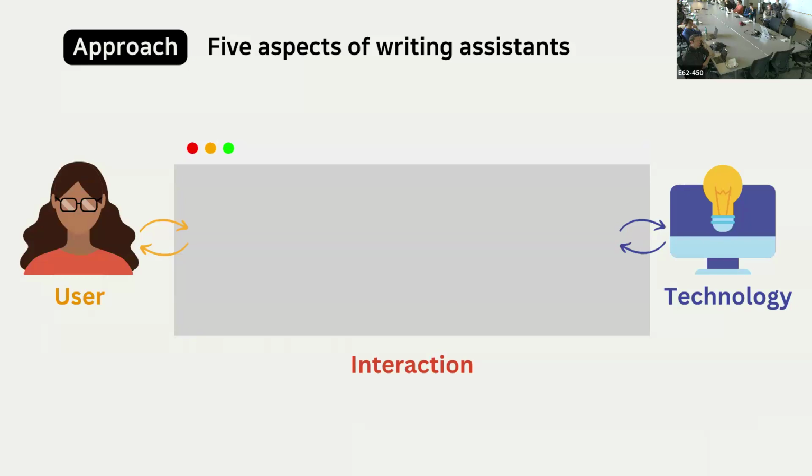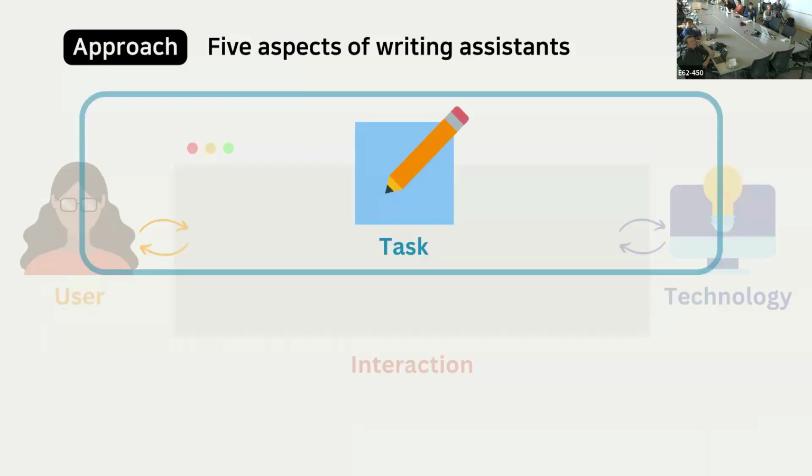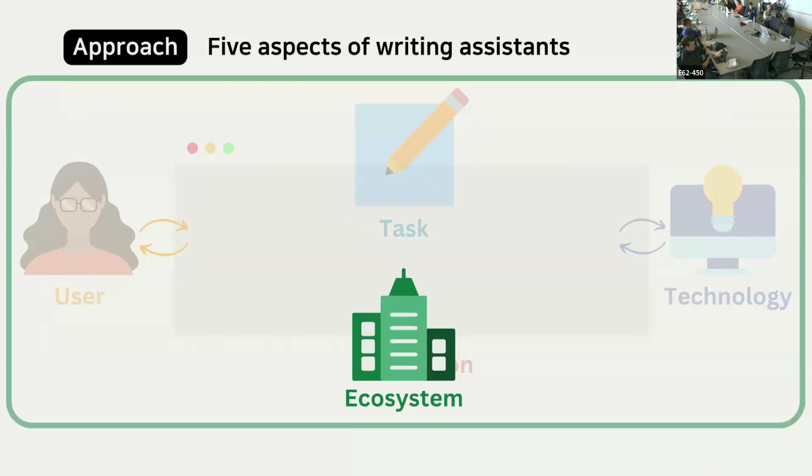And then we decided on the 5 aspects of writing assistants. The first 3 are user, technology, and interaction. So the user interacts with technology through the interface. And then there is a task that affects part of the user, interaction, and technology. And then there's the ecosystem that all of this exists in and influences each other within. So what do we do with that?